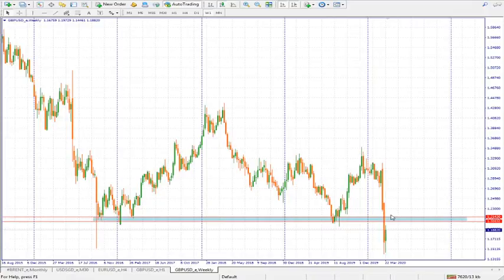So simply wait for a pullback up to this point, pick a sell. If you see any sell signal within that zone which I've drawn, that should give you the place you want to pick a sell from. So let's move forward and see what we have. Chart DJPY.